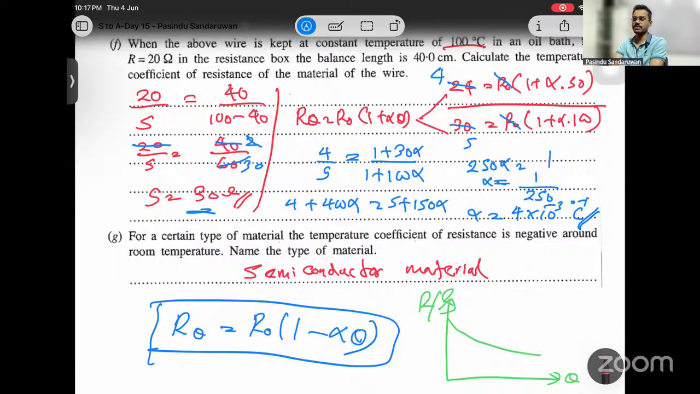We need to know the experiments. The first one is the determination of internal resistance of a cell using a voltmeter and ammeter, using Ohm's law. Then there is the experiment with the potentiometer. Then there is the meter bridge. That's all there is. They are very much the same.